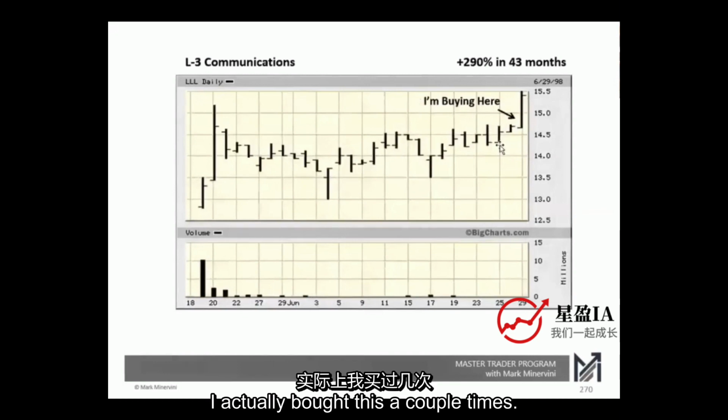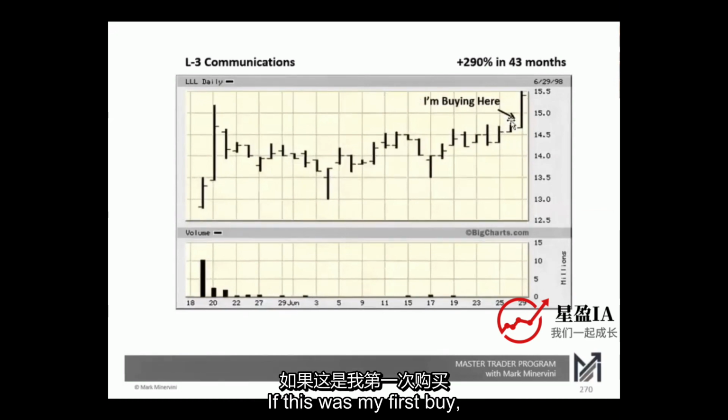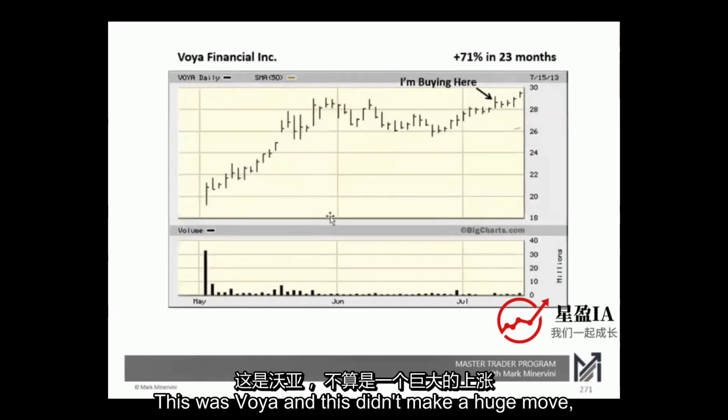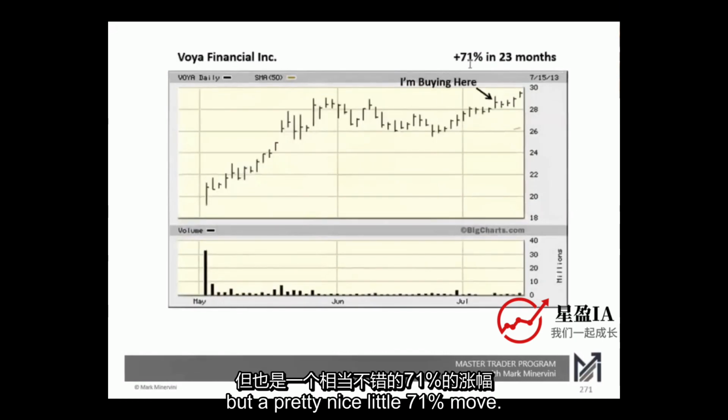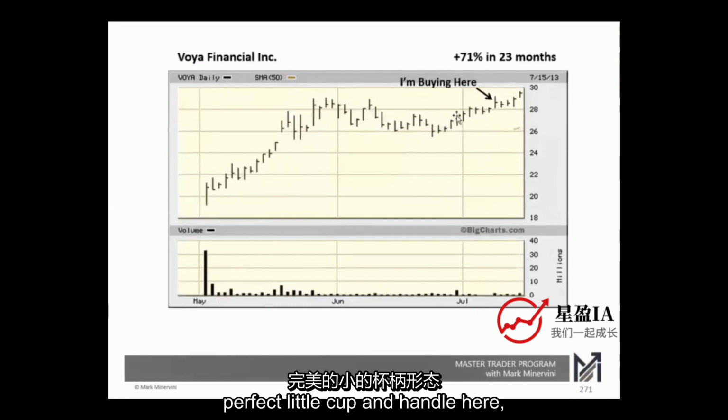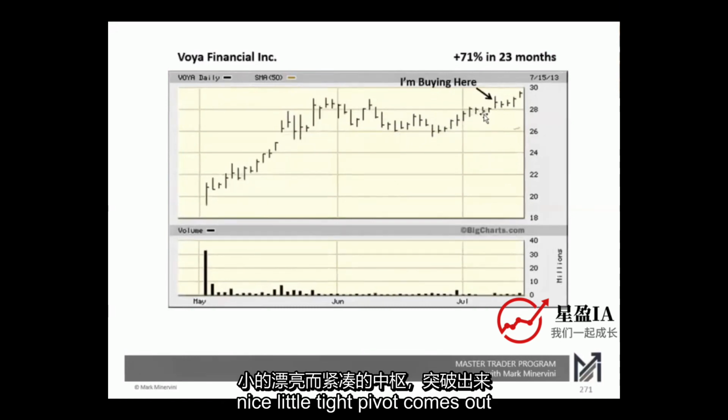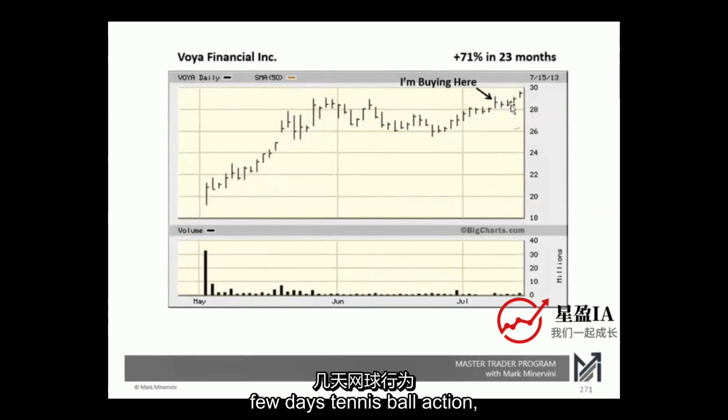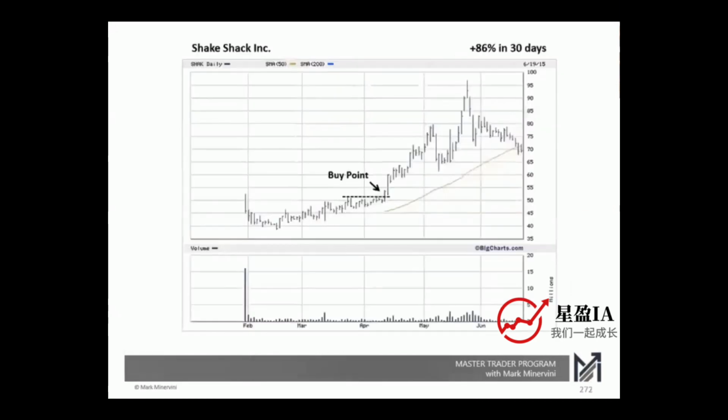L3 Communications. I actually bought this a couple of times, but this was my first buy. Almost 300% in 43 months. This was Voya. Now, this didn't make a huge move, but a pretty nice little 71% move. The pattern is perfect, though. Perfect little cup with handle here. A nice little tight pivot comes out. A few days, tennis ball action.